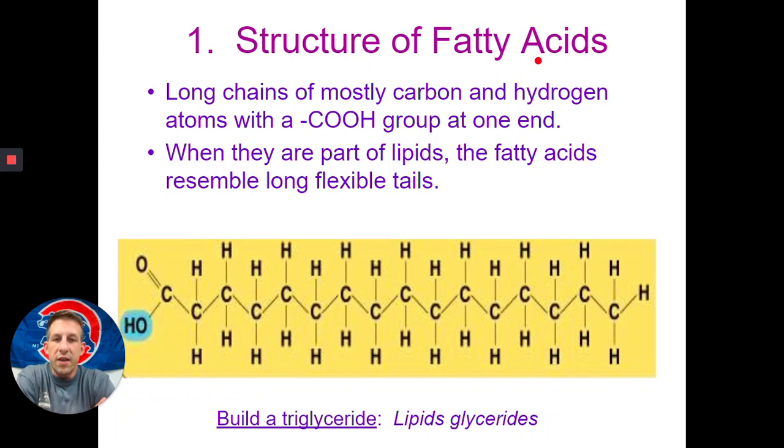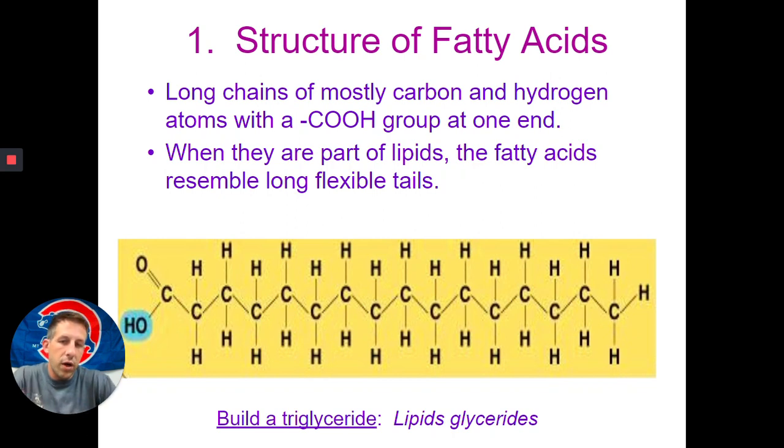So when these are part of bigger lipids as a whole, they resemble long, flexible tails. They're flexible like an iPhone charger cord, or just a charging cord. For the most part they're straight, they're linear, but they do have some flex or bend. They can wave around in the liquidy, aqueous environment that these things often find themselves in. So that is the structure of the fatty acid.